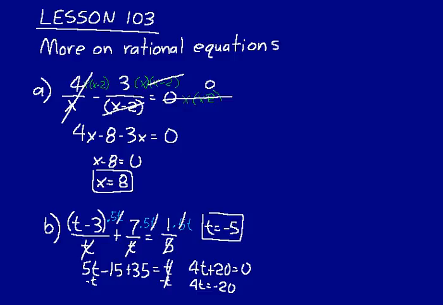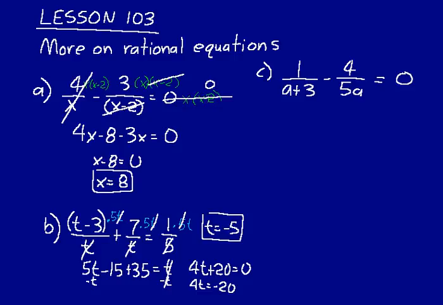Now if we want to, we can always check our work by substituting back into the original equation. If we substitute negative 5 back in, we would have negative 8 over negative 5, which is just 8/5, plus 7 over negative 5, which is negative 7/5, and we add those two together, we get 1/5 equals 1/5. So we did do that problem right. That's always a good idea every once in a while, to check your work. Just go back and substitute your solution back into the original equation.